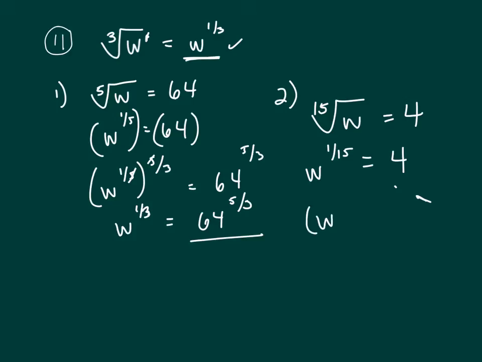So let's raise w to the 1/15 to the 15/3. You got to do both sides, 4 to the 15/3. And those 15's cancel, and you're left with w to the 1/3 equals 4 to the 5th. So the cube root of w is 4 to the 5th. Answer's D.